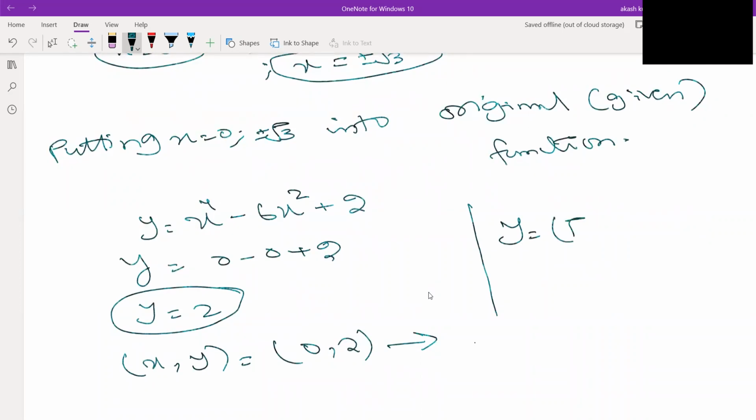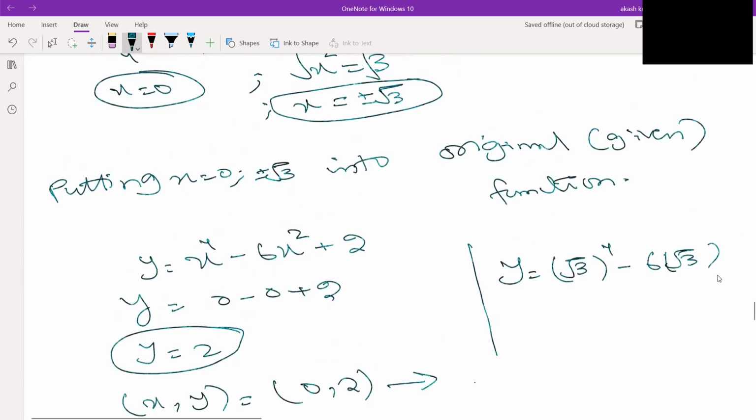So y equals, putting x as square root 3, (square root 3)^4 minus 6 times (square root 3) squared plus 2. So the first term will be 9. Yes, it is 9, because we can write it as 3 raised to the power 1 by 2, and then the whole is raised to the power 4. So it is 9 minus.